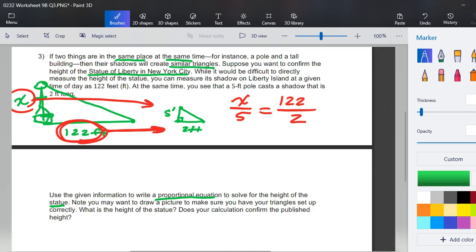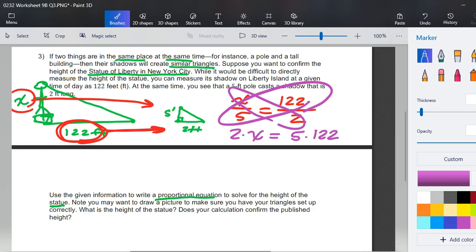Remember that once we do this, we have permission now that we can say 2 times the x is the same thing as 5 times the 122. We'll divide both sides by 2 so that we get 1x, and grabbing our calculators, I'm going to type in 5 times 122 equals, and then divide it by 2. When I divide it by 2, I get 305, and that would be the height of the statue, so 305 feet.